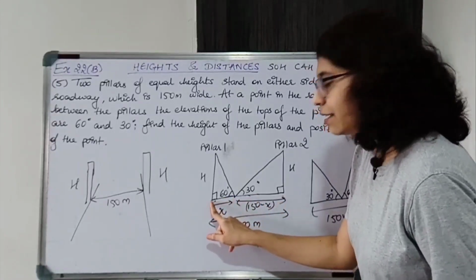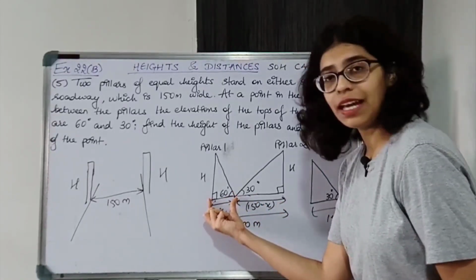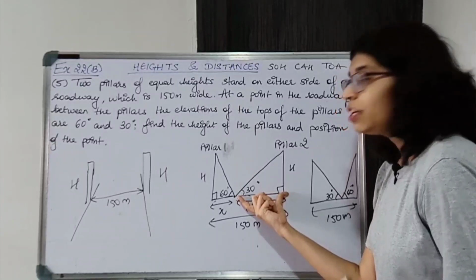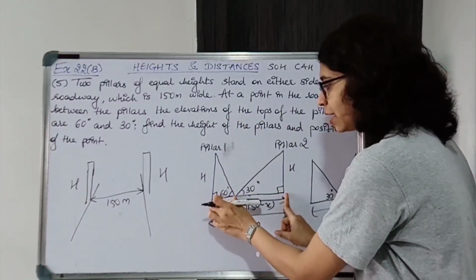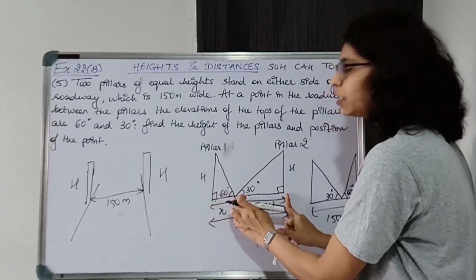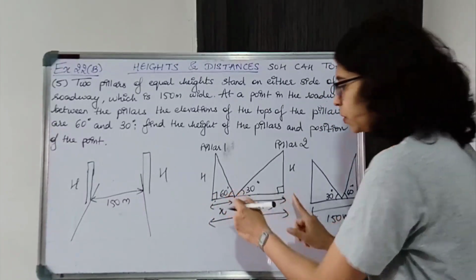Here we are taking x. Let this distance be x, and from here it will be 150 minus x, because this entire thing is 150. We are removing this x distance from it, so this will give you the distance from the other pillar.